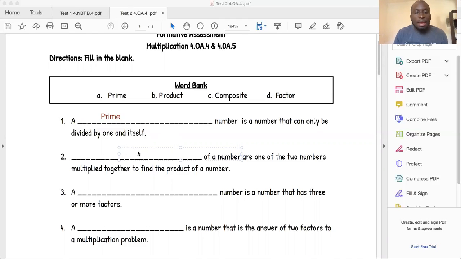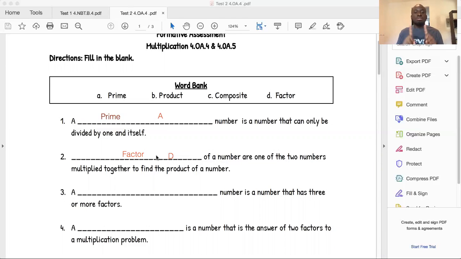Number 2 says, blank of a number are more than 2 numbers multiplied together to find the product. That is a factor. Yes, that is a factor. I'm going to make sure I'm typing in the letter that it corresponds to.